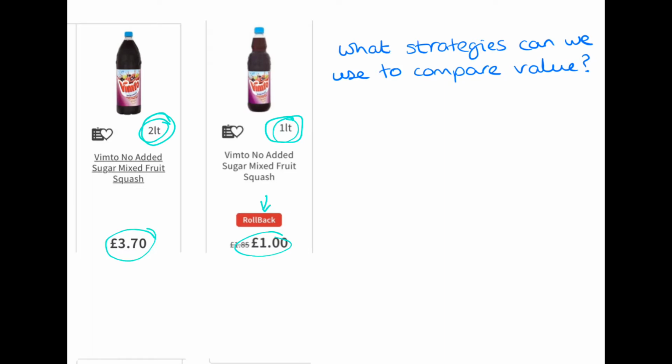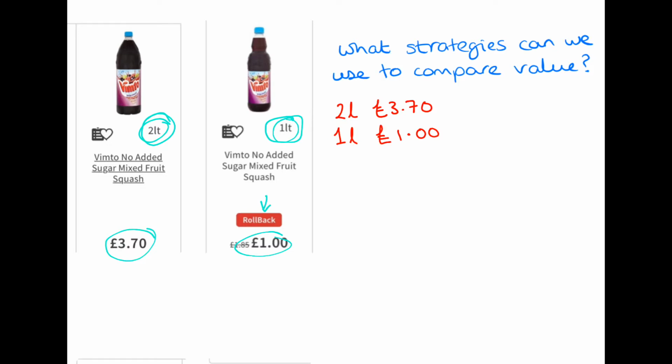If you do have a look at the website for Asda or any other supermarket, it will give you a price comparison that you can use to help you decide which is best value or which one you might want. Having a look at this, basically we've got 2 litres for £3.70, and 1 litre for £1. So I've started off with a nice easy one. It's the smaller bottle that's on special offer at the moment.